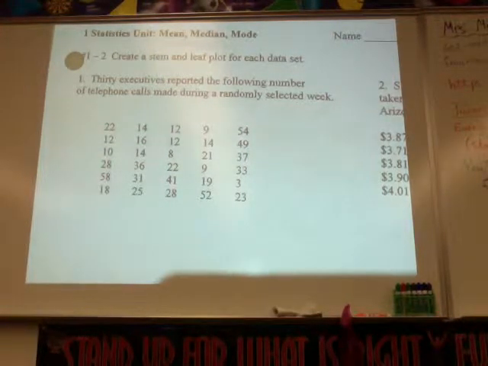Okay, so read your directions. Don't do more than the questions ask you to do. So for questions 1 and 2, you're going to create a stem and leaf plot for each data set. How many of you know what a stem and leaf plot is?